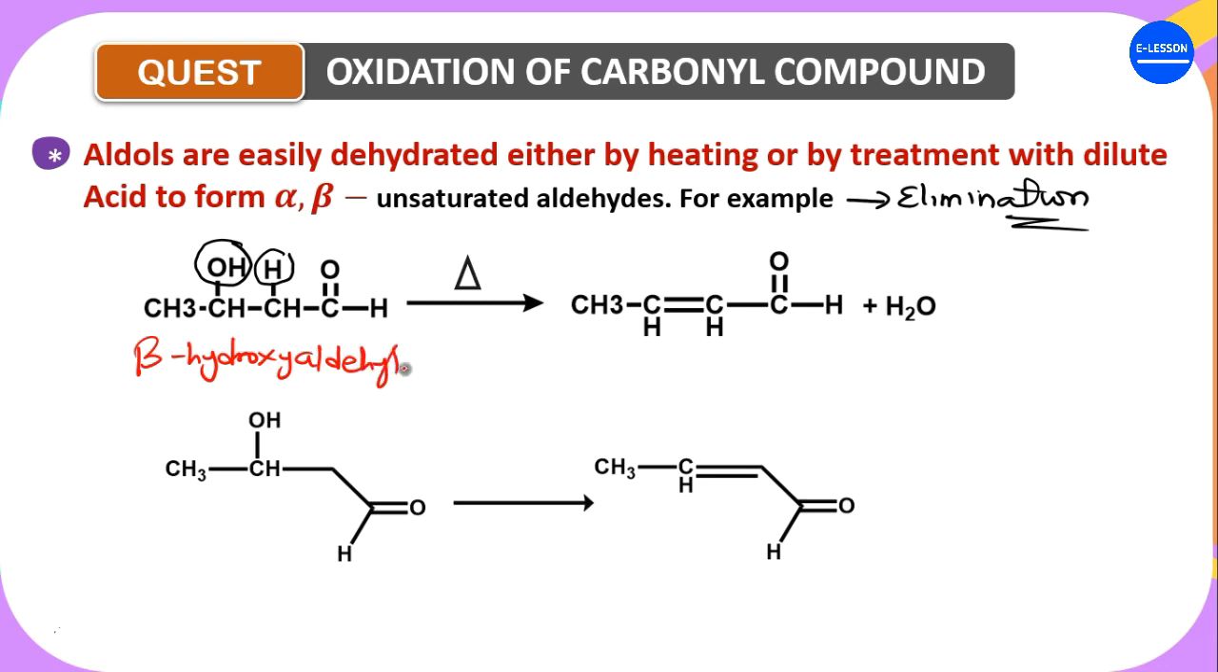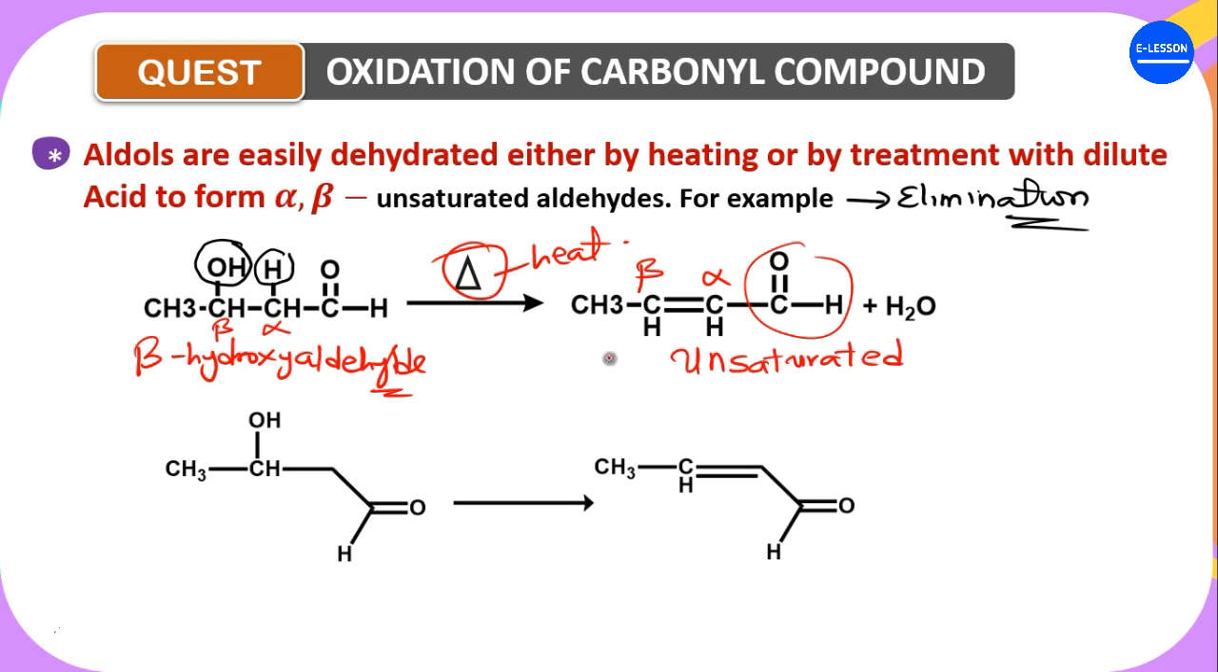Now in chemistry, whenever you see this symbol here, it means heat. You can either heat or treat it with dilute acid to form alpha beta. Now, what carbon is this? Carbonyl. This carbon here is what? Alpha. This is what? Beta. So the elimination usually occurs between the alpha carbon and the beta carbon. When the elimination occurs between the alpha and beta, hydrogen is removed from here and this OH is removed from here. What is formed is a double bond, which is an unsaturated compound. Most times it's usually called an alpha beta unsaturated aldehyde.